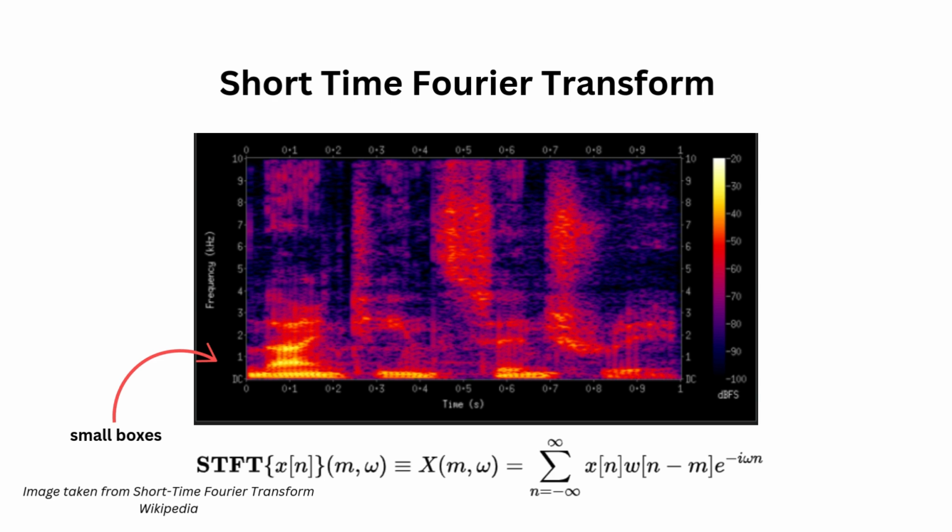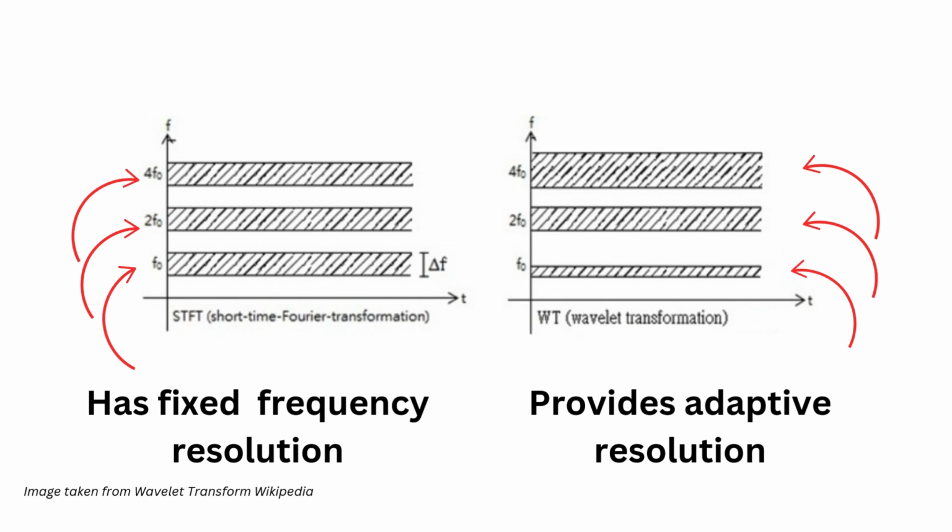The short-time Fourier transform, also known as STFT, tries to solve this by dividing the signal into small overlapping segments and applying the Fourier transform to each segment. While this provides some time-localized frequency information, it is constrained by the size of the window. In other words, a large window offers better frequency resolution but poor time resolution, and a small window does the opposite. This fixed resolution trade-off limits its utility in the real world.